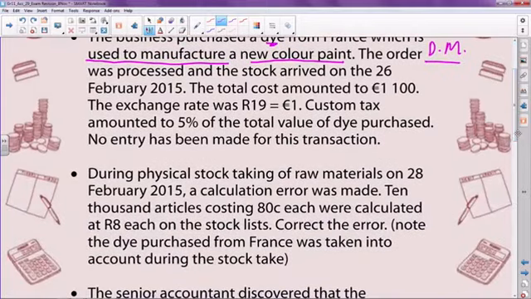Right, next bit of information. During the physical stock taking of raw materials on the 28th of Feb 2015, a calculation error was made. So again, I'm not really worried about the error itself at this stage, but again, the words raw materials immediately tell me that this is going to impact on the calculation of direct materials, or if I had to complete the raw material stock account.